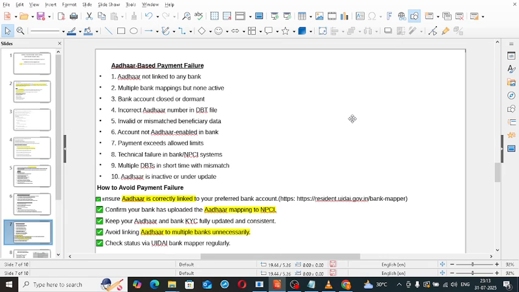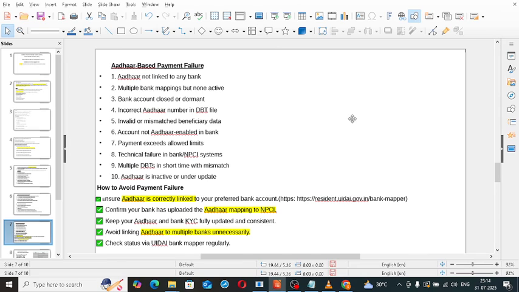Suppose you need to get the subsidy in bank C. Your Aadhaar number needs to be mapped to the bank C account. In case it is not mapped to the bank C account but is mapped to the bank A account, you cannot get the subsidy amount in the bank C account. So you need to check whether the Aadhaar number is mapped to the respective bank account or not.